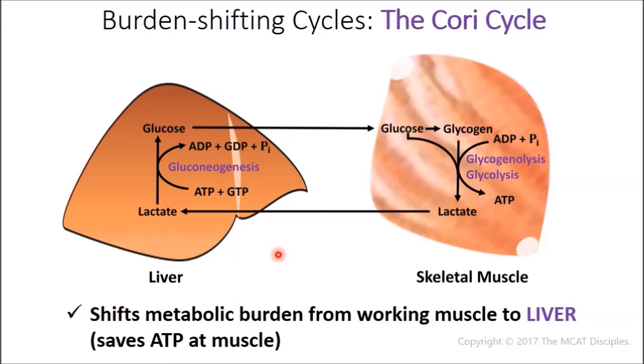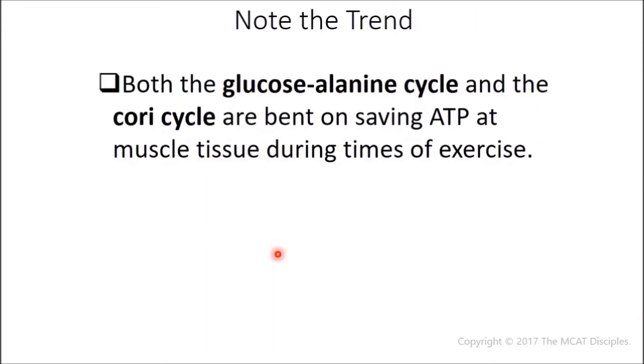Pretty sensical. Note the trend. Both the glucose-alanine cycle and the Cori cycle are bent on saving ATP at muscle tissue during times of exercise. The glucose-alanine cycle is more about saving time than ATP, but both save you ATP and metabolic burden.